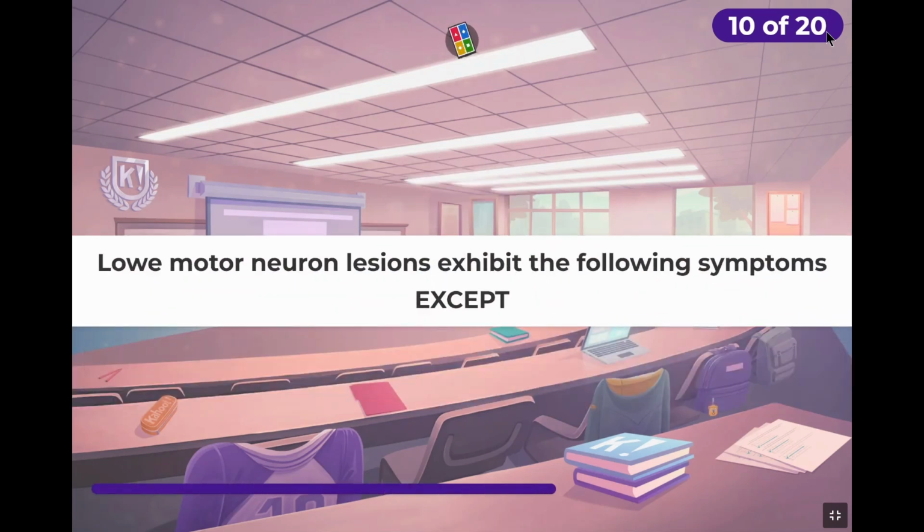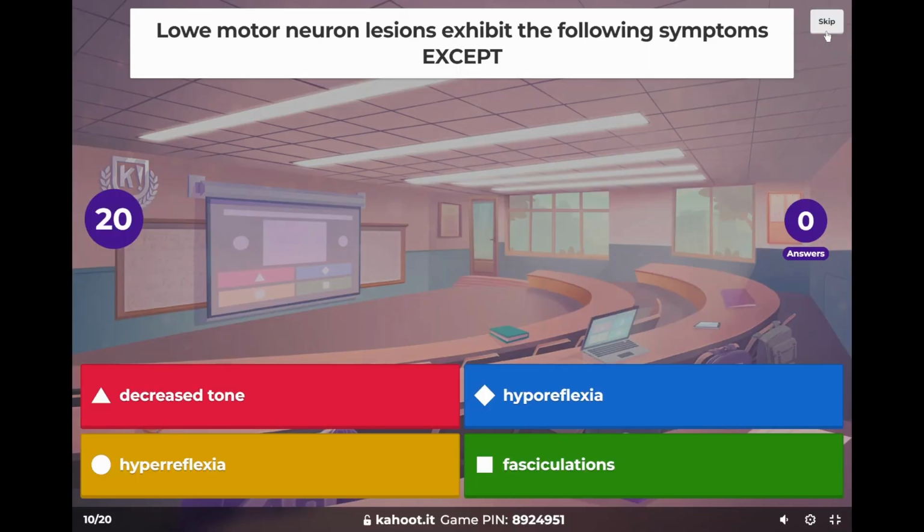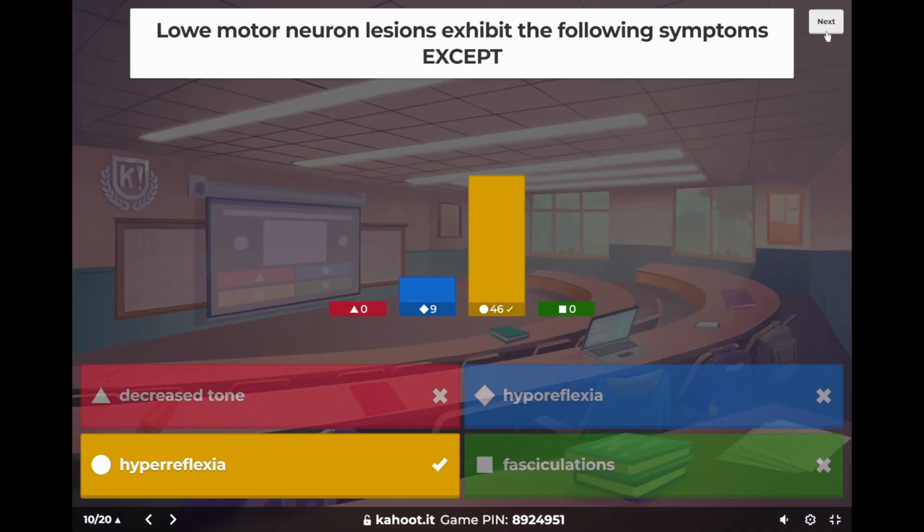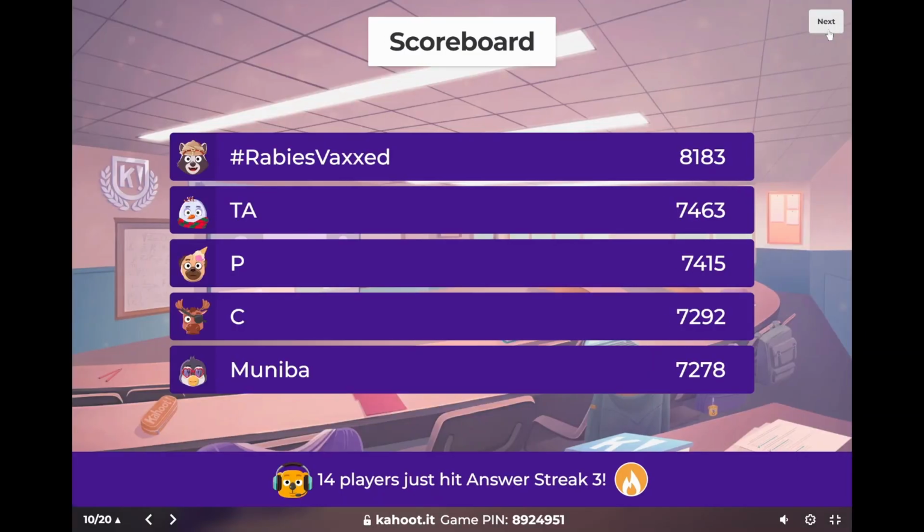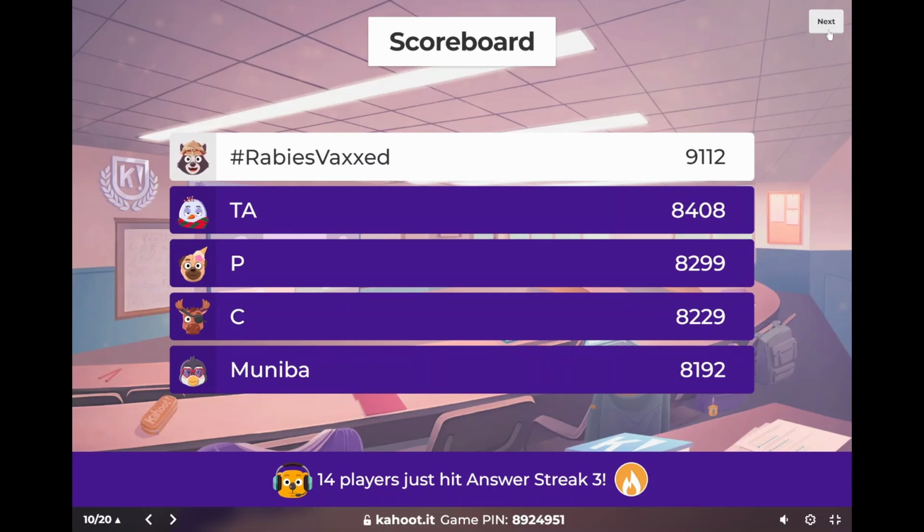Lower motor neuron lesions exhibit the following symptoms except what? Again, we got two opposing answers. It's got to be one of those. Which one is it? Very good. Hyperreflexia is not; that's an upper motor neuron lesion.